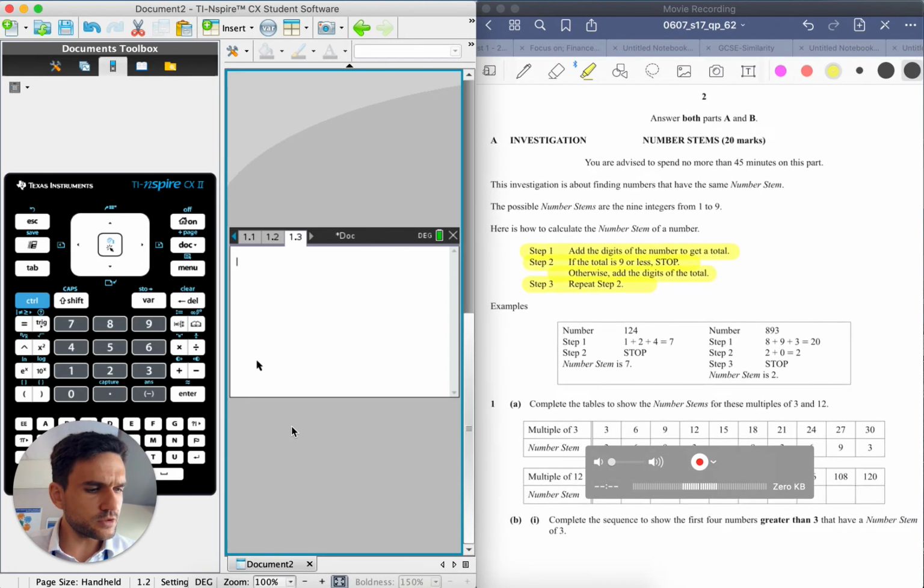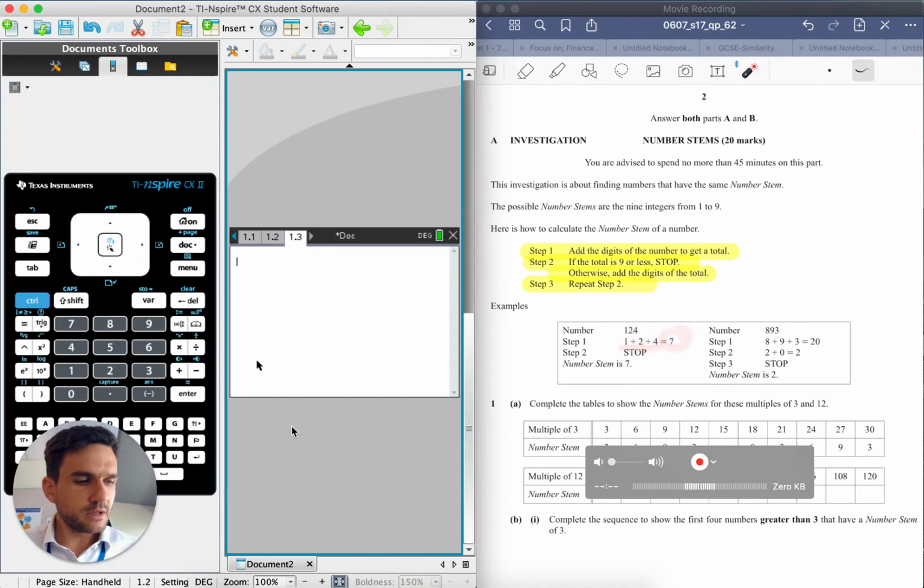Okay, quite tricky to see what that is, but let's have a look at what we've been given. We've been given an example of the number 124. We add the digits 1, 2 and 4 to get an answer of 7. Now that 7 is 9 or less, which means I need to stop. So 7 is my number stem.